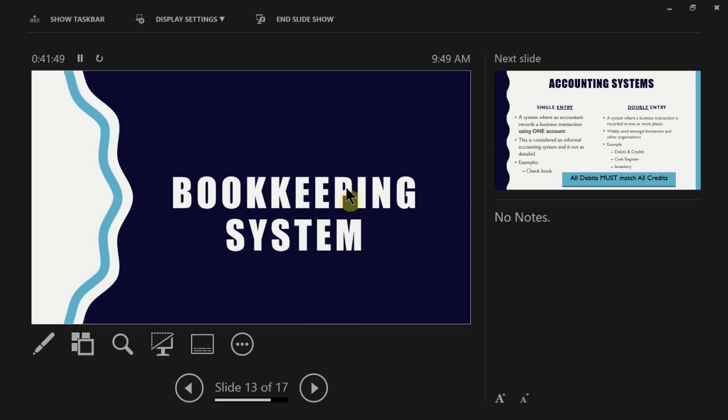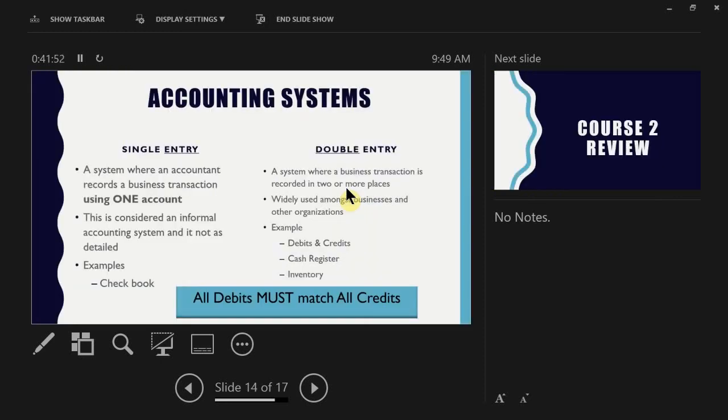And then bookkeeping systems. Okay, so we're almost done here. So a bookkeeping system is going to entail, when we're looking in accounting, before we dive into the journal, you need to understand how the accounting system is going to be. There is a single entry and there's a double entry. Now, make sure you use entry together. Don't call it single and double. Call it single entry and double entry.